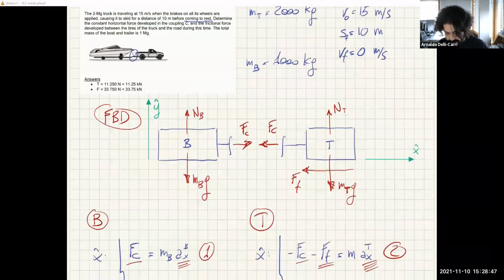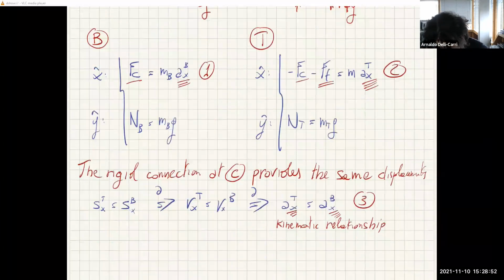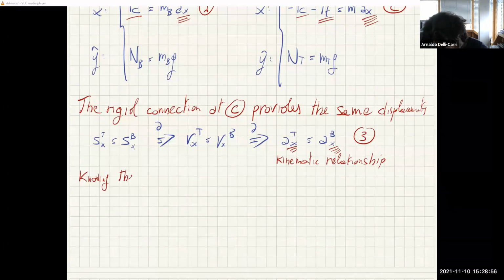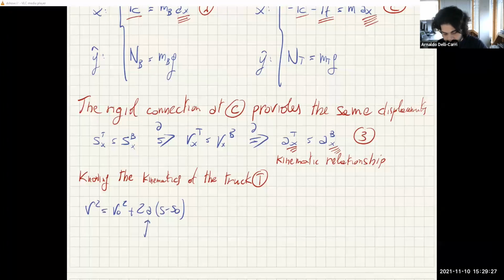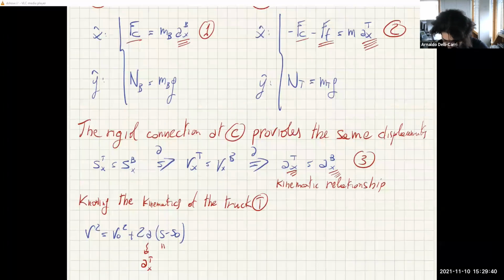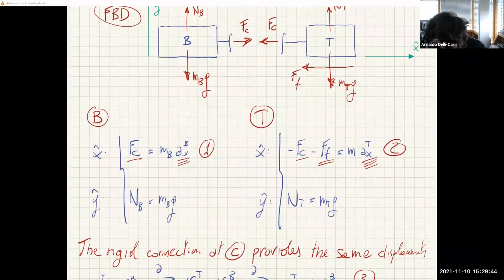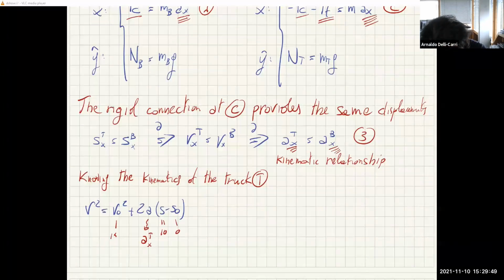Okay, so we can just use knowing the kinematics of the trailer, of the truck, sorry, the truck T. We can say, remember that v squared equals v0 squared plus 2a(s minus s0). So this equation here can be used to find the acceleration. Now in this case, this a is the acceleration of the truck along x. This s is the final s, which is 10 meters. This s0 is 0 because we start at 0. The initial speed is 15. The final speed is 0.